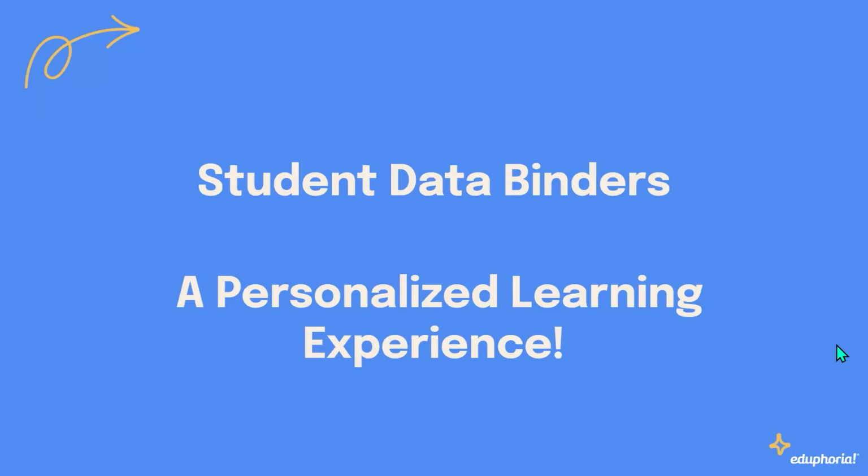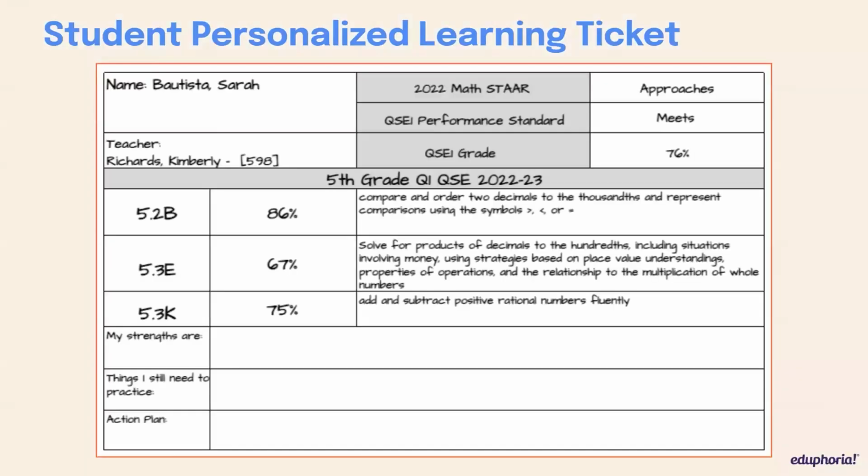Okay, well, welcome. Today we're going to be talking about student data binders and how to personalize that experience for our students. The first thing we are going to look at today, these are what we call the personalized learning tickets. After each test, district test or campus test, we pull in Eduphoria by student, each TEK by TEK, and the percentage of that TEK. So I look up what each of those TEKs are. I kind of make them student friendly. Of course, you see this is a 5th grade PL, we call them PL tickets.